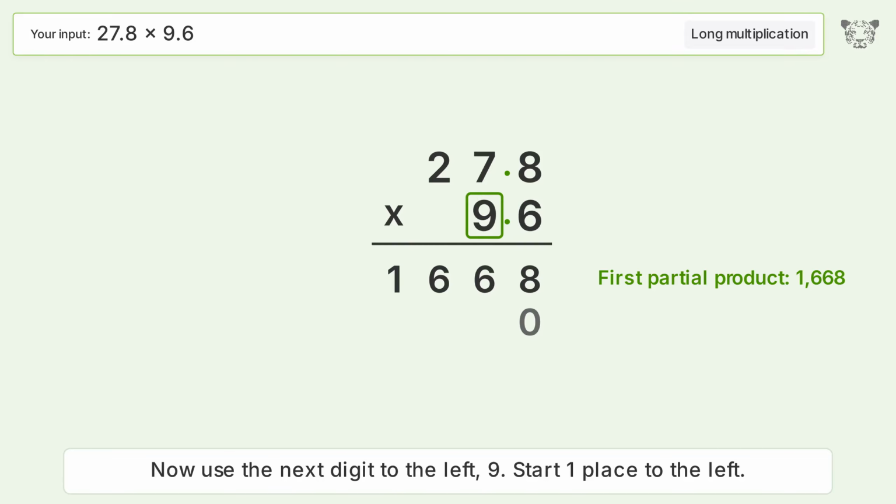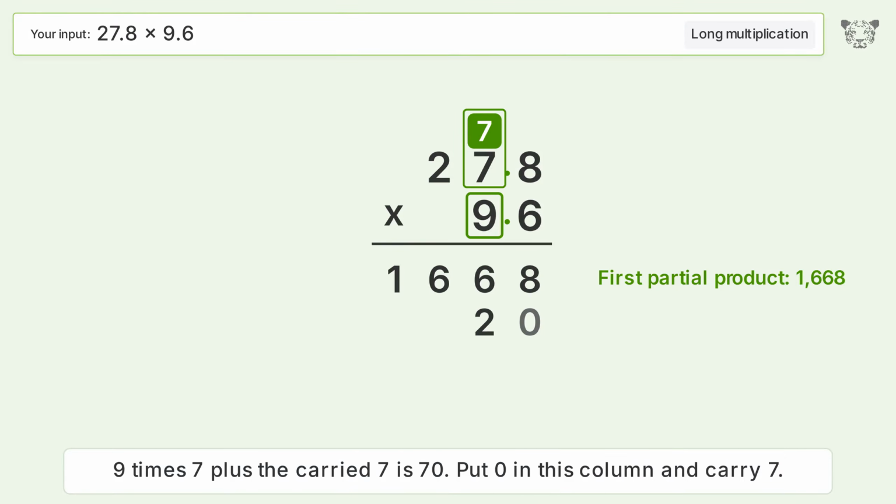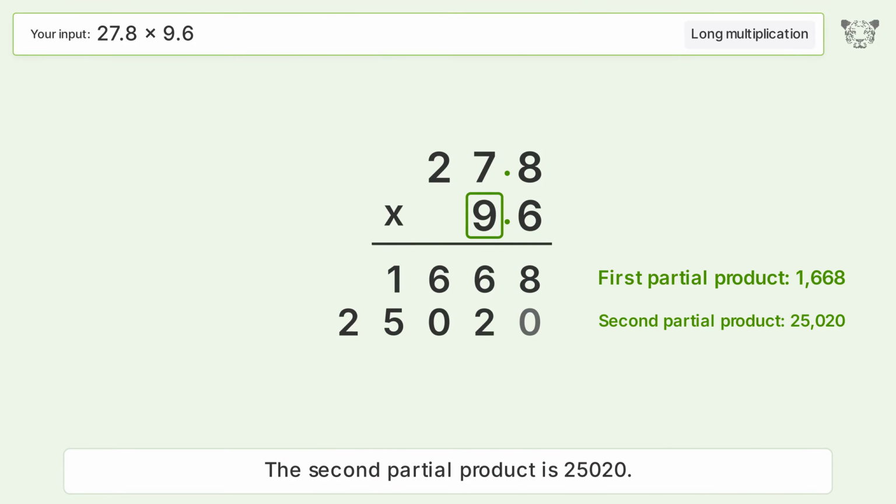Now use the next digit to the left, 9. Start one place to the left. 9 times 8 is 72. Put 2 in this column and carry 7. 9 times 7 plus the carried 7 is 70. Put 0 in this column and carry 7. 9 times 2 plus the carried 7 is 25. The second partial product is 25,020.